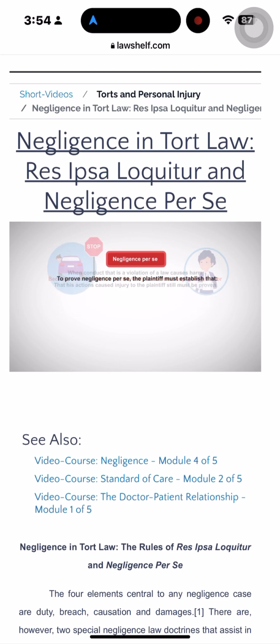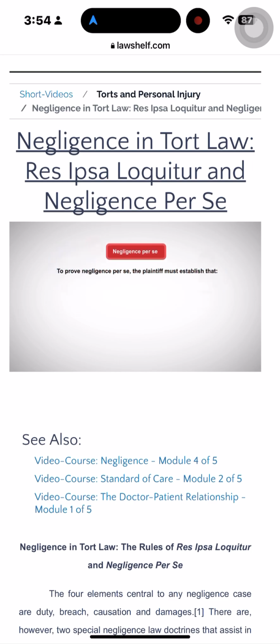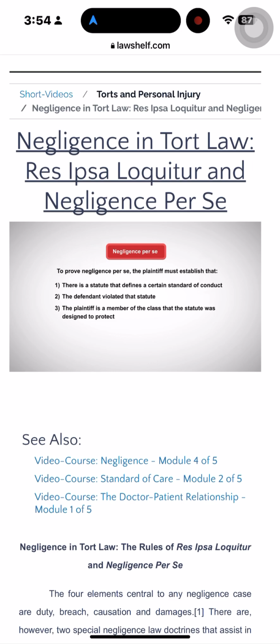So to prove negligence per se, the plaintiff must establish 1. That there is a statute that defines a certain standard of conduct. 2. The defendant violated that statute. 3. The plaintiff is a member of the class of persons the statute was designed to protect. And 4. The plaintiff suffered the sort of injury that the statute was designed to prevent.